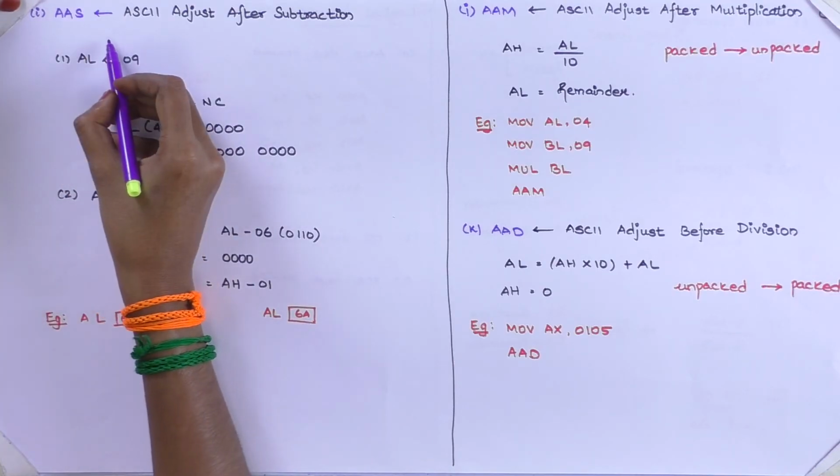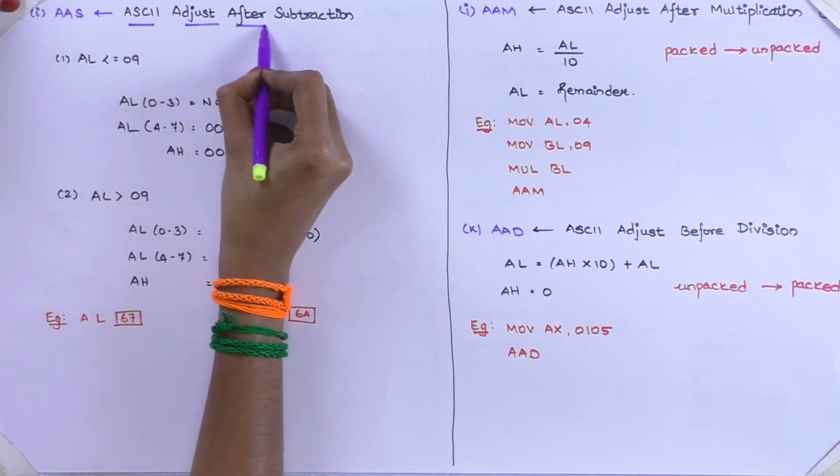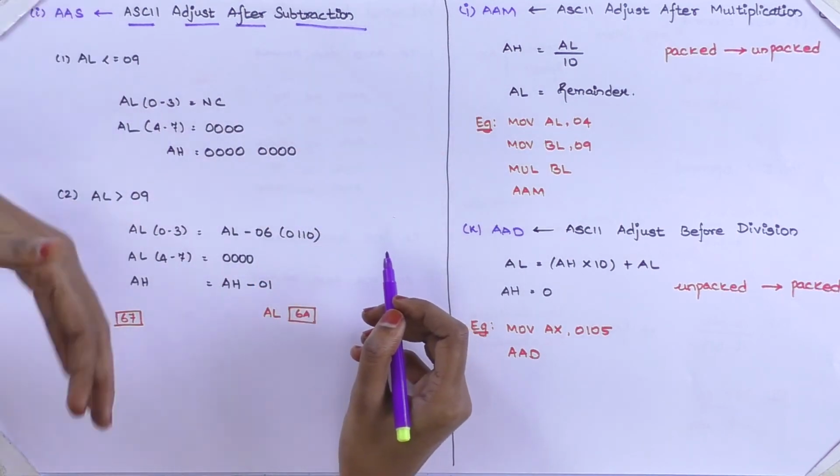The next instruction that we can see is ASCII adjust after subtraction. The previous instruction we used was after addition, here we are using after subtraction. Okay. The operation is the same. The lower bytes of AL will be checked whether it is greater than or less than or equal to 9. If it is greater than, something will happen. If it is less than, something will happen.